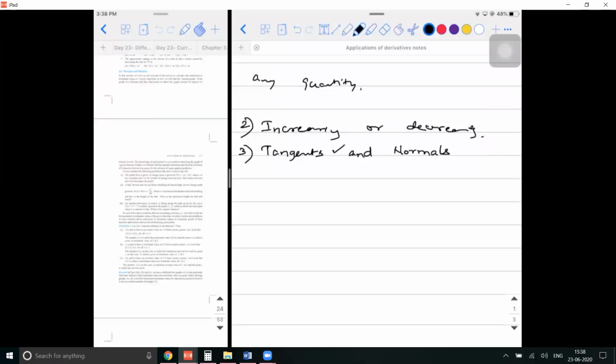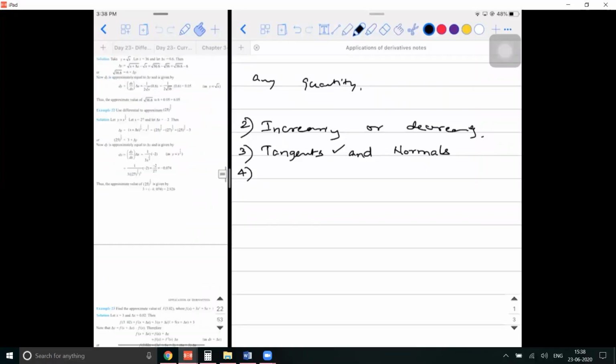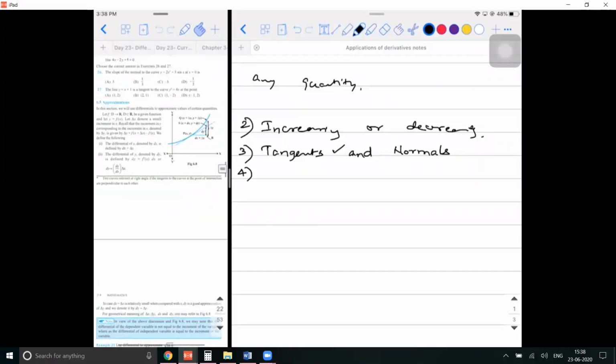After increasing and decreasing, when you did tangents and normals, you differentiate the function, and then you find the slope of the function at that particular point, the slope of the tangent to the curve at that particular point. Then you write the equation of tangent and normal. Okay. The fourth application is this one. I will show you, but that is not what we are going to discuss today.